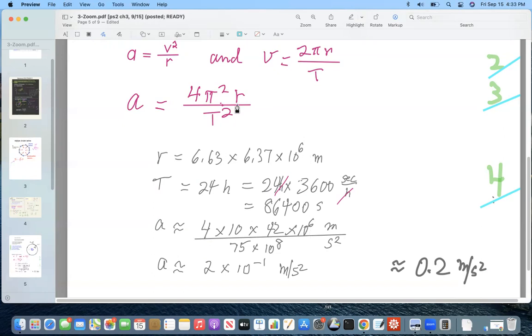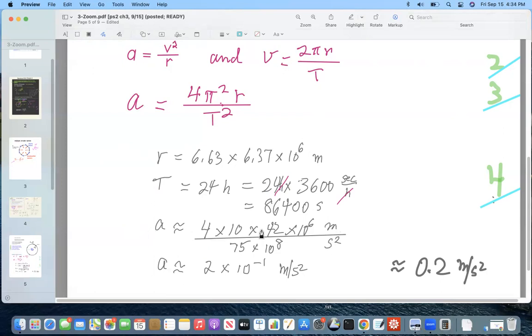And what about the unit? Well, the unit in this numerator is meters. And the denominator is 86,400 seconds. So that's like 8.6 times 10 to the 4th seconds. When you square that, you have 8.6 squared. That's about 75. Times 10 to the 4th squared is 10 to the 8th. And the unit: T has the units of seconds, so T squared is seconds squared.